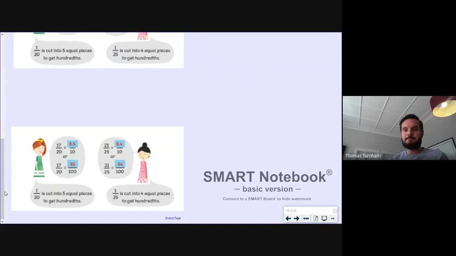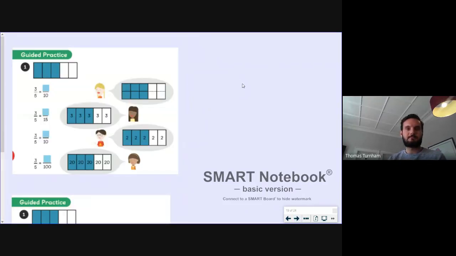And here we go. So 8.5 over 10 does not work, but 85 over 100 does. 88.4 over 10 does not work, but 84 over 100 does work. Sometimes getting our fraction to 100 allows us to find an easier way of simplifying it.